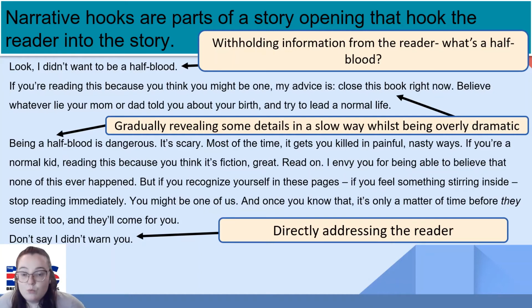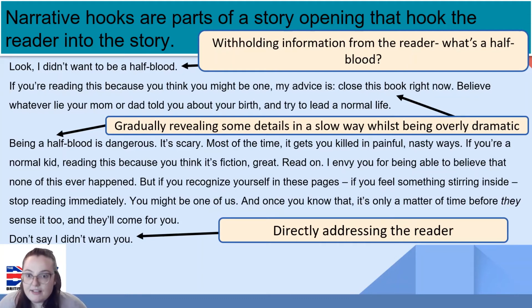Another way he really works effectively to support this is by directly addressing the reader. So he constantly uses the word you. He talks to the reader. He says, if you're reading this because you think you might be one, he says, don't say I didn't warn you at the end. He's constantly talking to the audience.